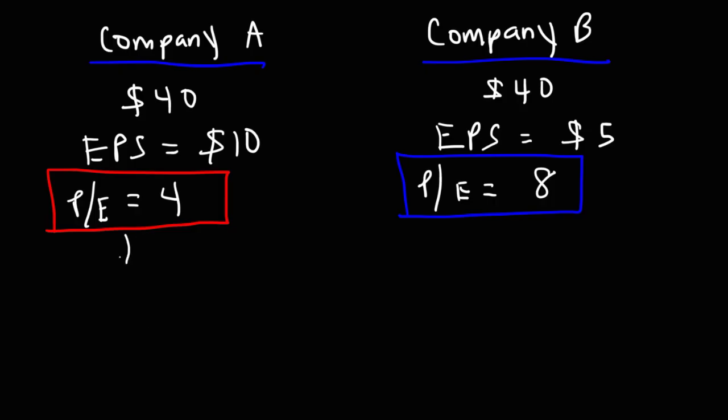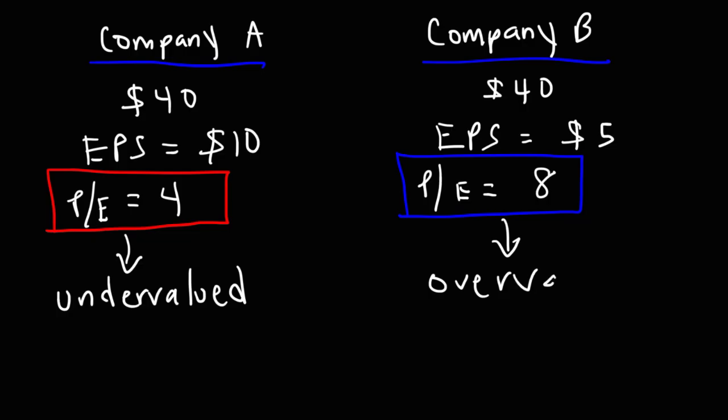A low PE value indicates that the company might be undervalued. A high PE value might indicate that the company is overvalued relative to company A. Now, for most companies in the stock market, the average PE ratio could be anywhere between 20 and 25. So relative to a typical company, both of these companies will be considered undervalued. But company B will be considered overvalued relative to company A if these two are in the same industry. So keep that in mind.